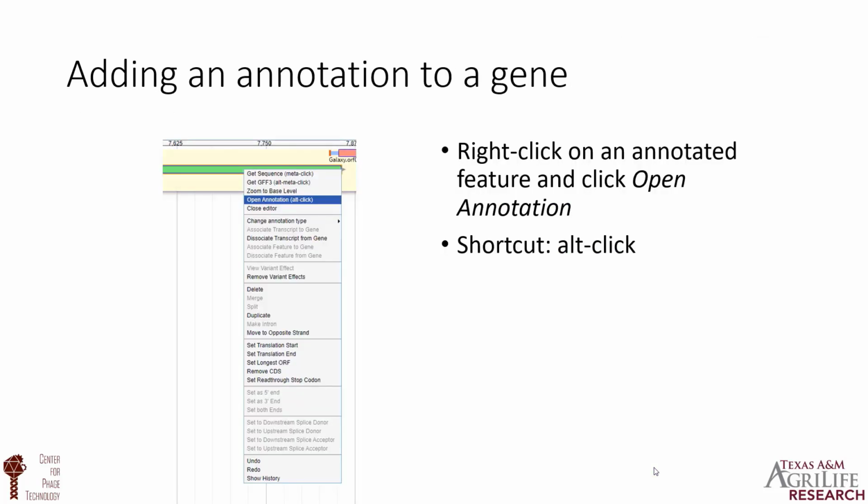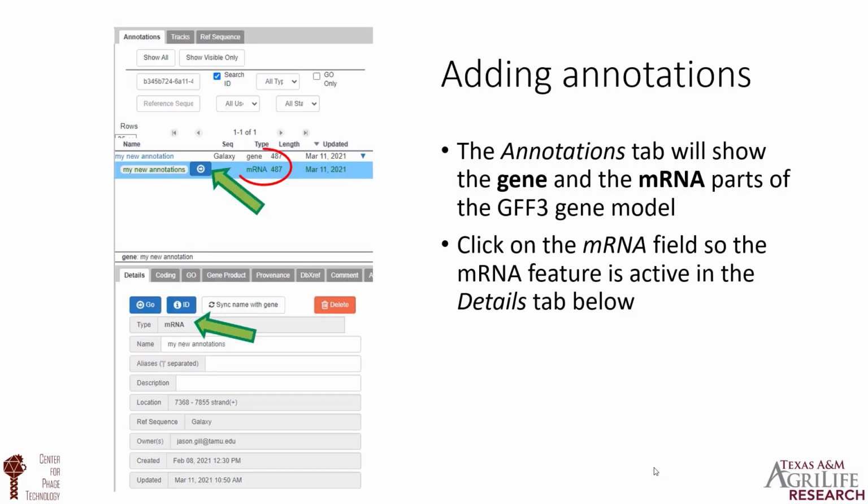To add an annotation to a gene in Apollo, in the user-created annotation track, you can right-click on that feature and then click Open Annotation. You can also alt-click on the feature. This will open up the Annotations tab on the right side of your browser window. This tab will show the gene and the mRNA parts of the GFF3 gene models that underlie the Apollo record.